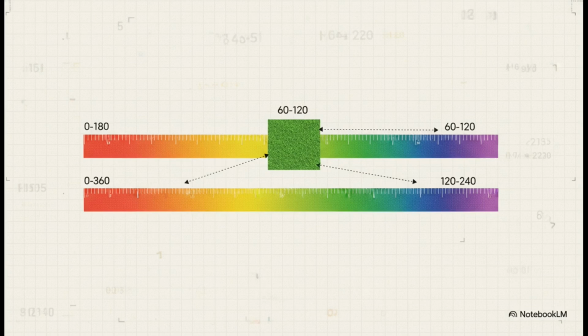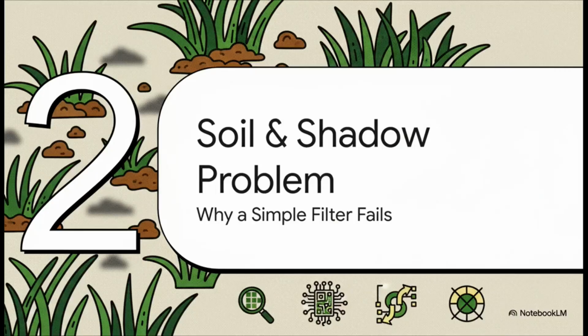There's no universal standard for this scale. One program might measure hue from 0 to 180. Another might go all the way to 360. So you can't just copy and paste the same numbers everywhere. You have to meticulously test and calibrate to find that exact numerical fingerprint for green that works for your specific setup. So we have our tool, this hue filter. The logical next step seems obvious, right? Just select all the green pixels and we're done. But as we're about to see, that simple approach runs headfirst into a really big problem.